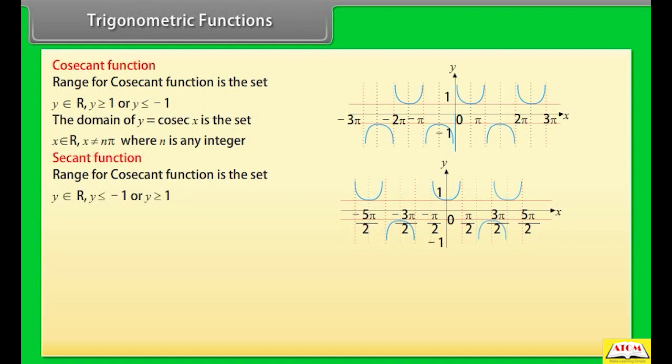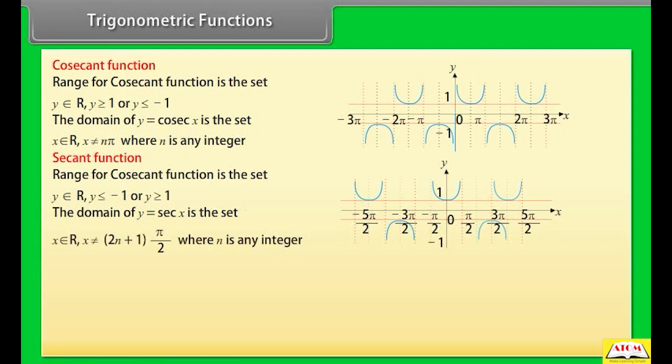Y belongs to real number. Y less than or equal to -1 or y greater than or equal to 1. The domain of y is equal to sec of x is the set x belongs to real number, x not equals to (2n plus 1) into pi by 2, where n is any integer.